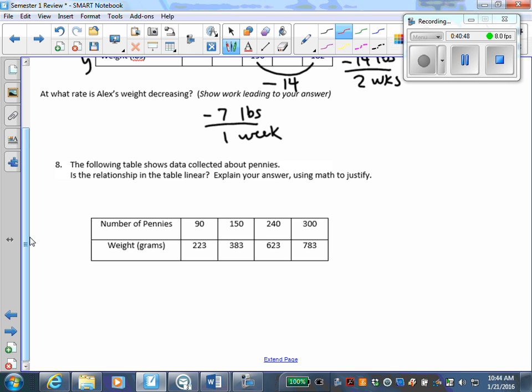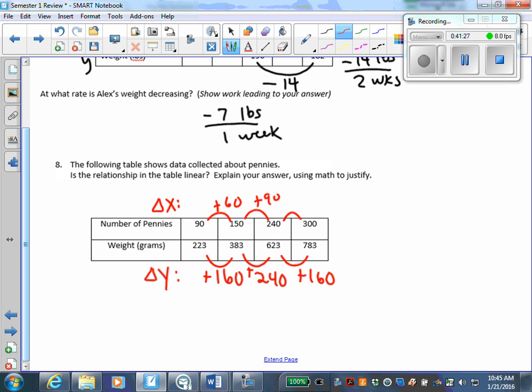From 223 to 383, that's going up 160, right? I believe. From 383 to 623, it's going up 240. Mental math here, tell me if I'm wrong. 623 to 783, that's going up 100 plus 60 more, so 160. Okay, those are all the change in y's. Now we need to find all the change in x's. 90 to 150 is up 60, 150 to 240 is up 90, and then up 60 again.